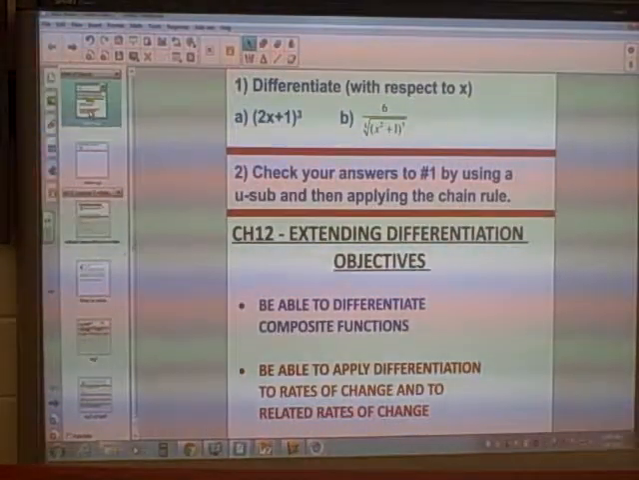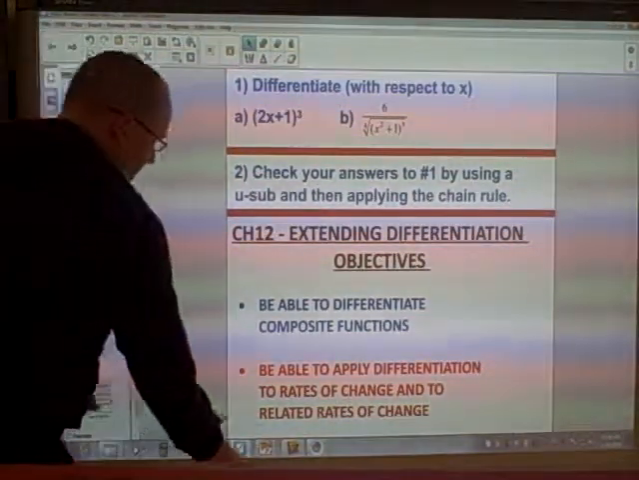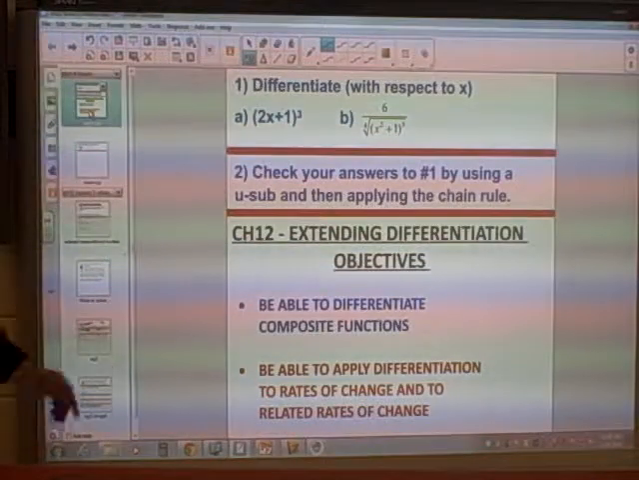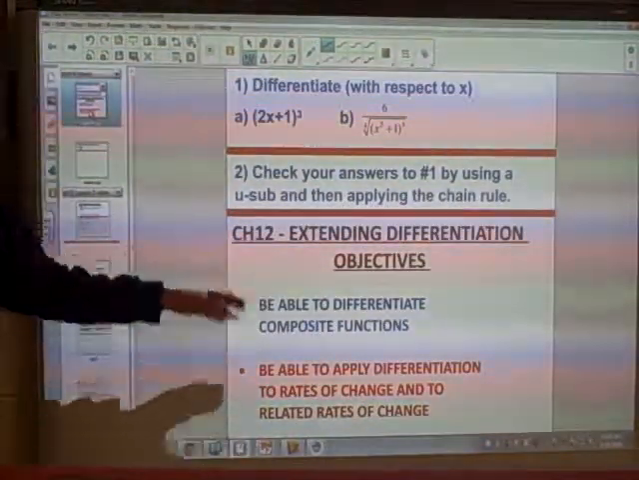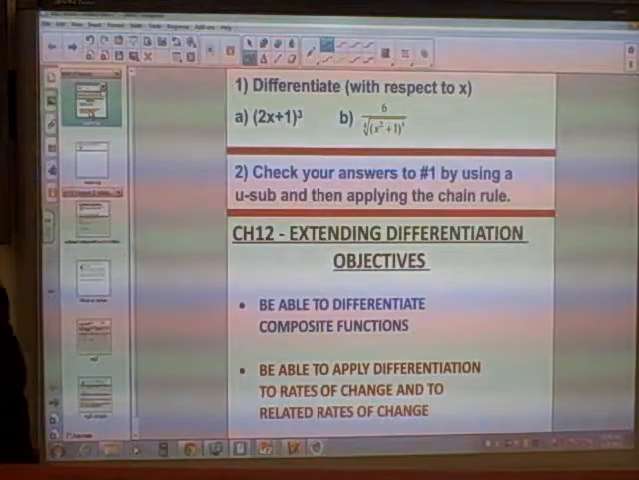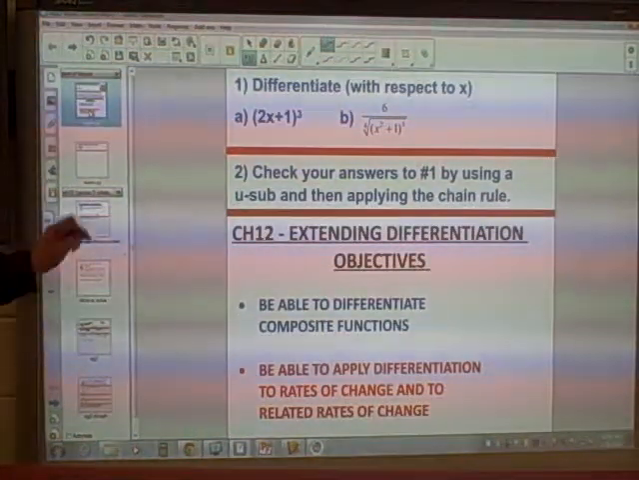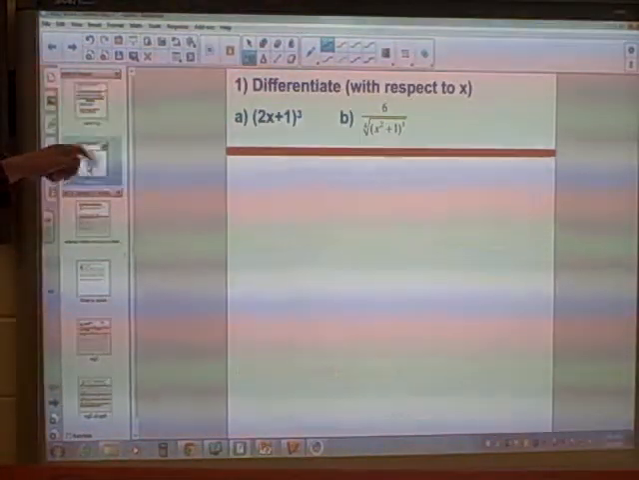This is our third lesson in chapter 12, and we're going to look at related rates today. So we're going to be looking at these two objectives here. Perhaps pause the video at this point if you weren't here, so you can try the warm-up, and then we'll talk about the answers in a second.